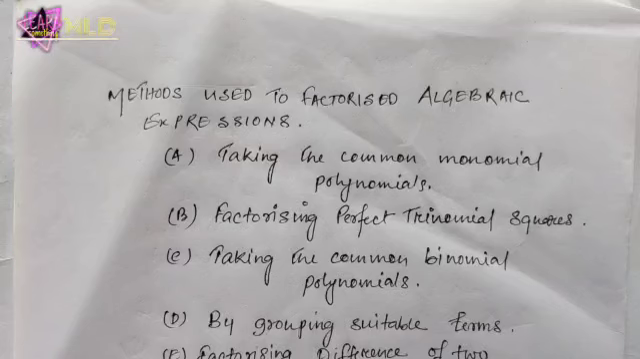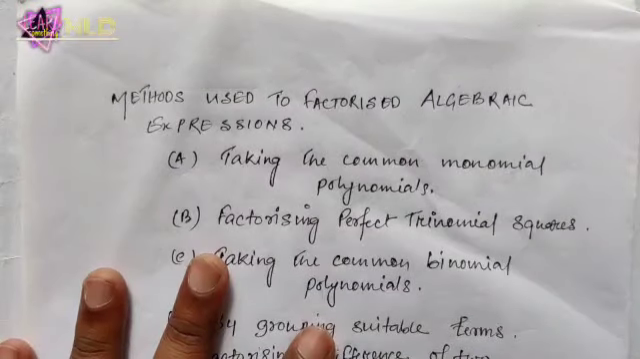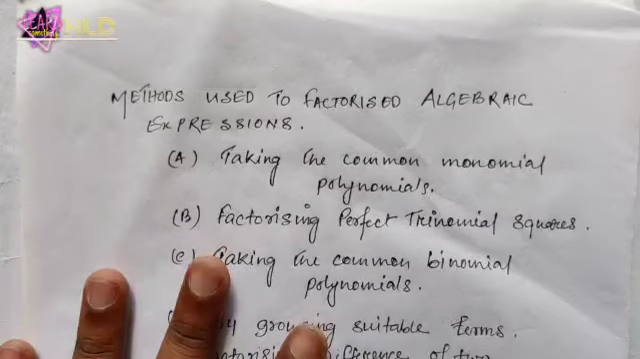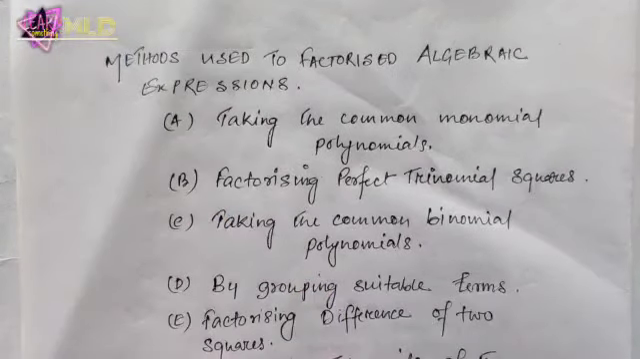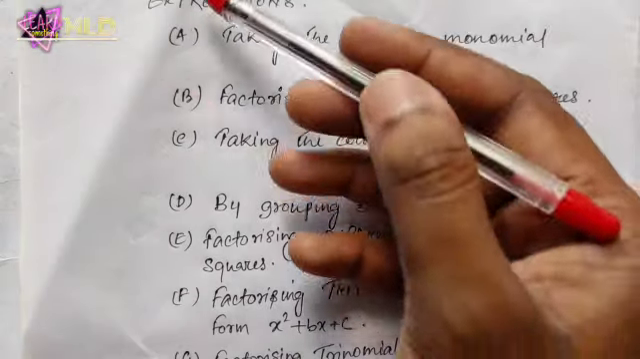An algebraic expression has a mixture of variables and constants. Now how can we factorize an algebraic expression? Whatever idea or concept I have shared with you basically applies to numbers. Now what about algebraic expressions? How can we factorize them? There are different methods.